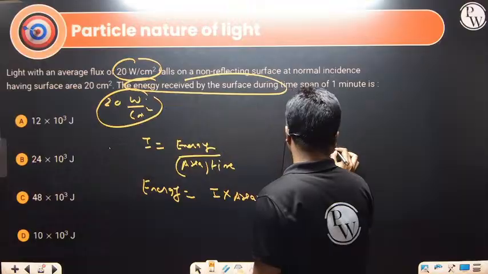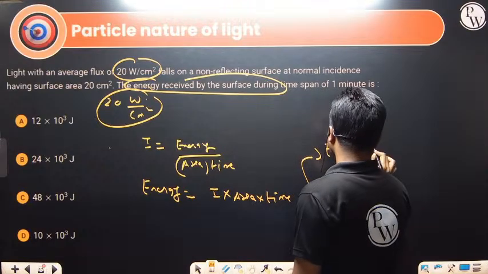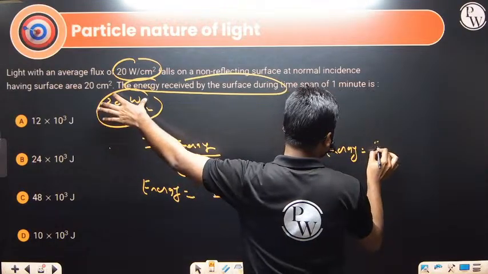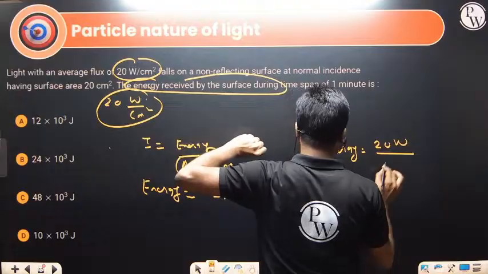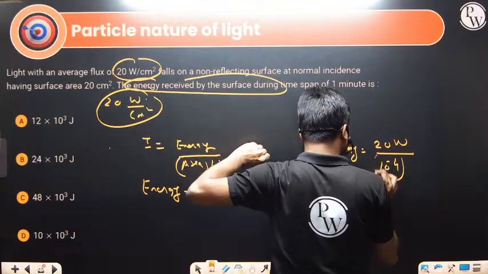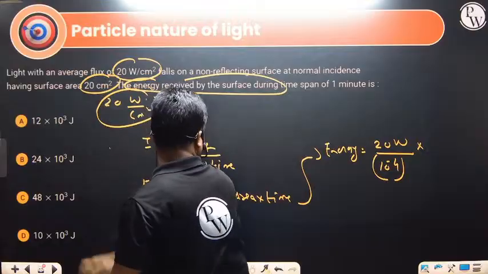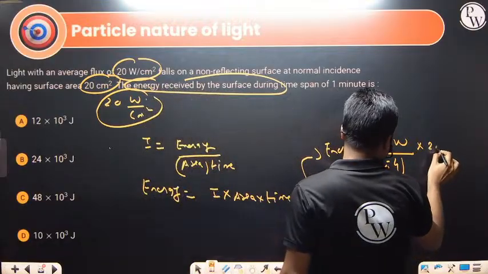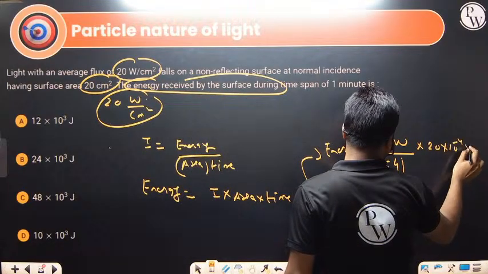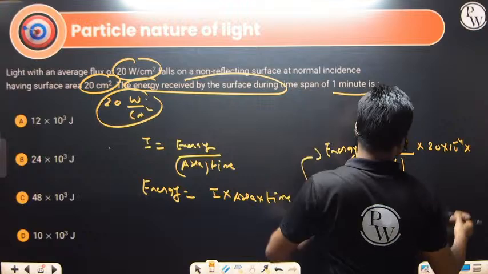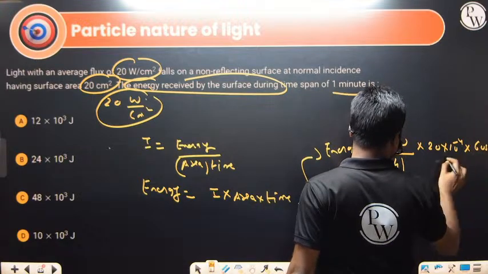So on this side we can write energy. What is energy? Intensity. What is intensity? 20 watt per centimeter square, that is 20 into 10 to the power minus 4, into area. How much area did they mention? 20 centimeter square, into, in how much time? 1 minute. So 60 seconds. That's it.